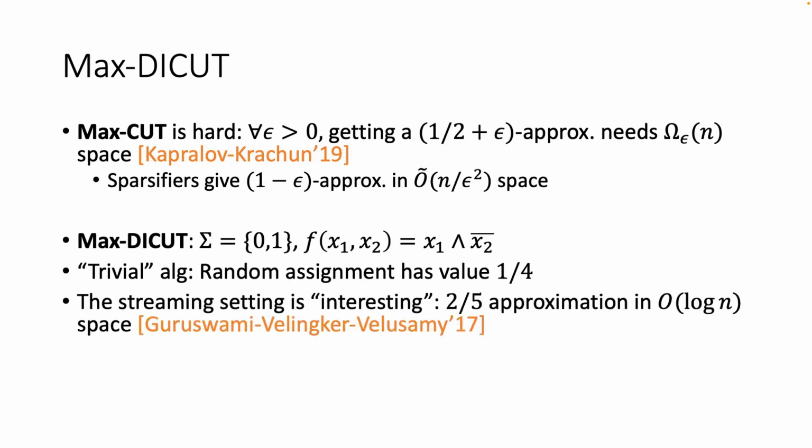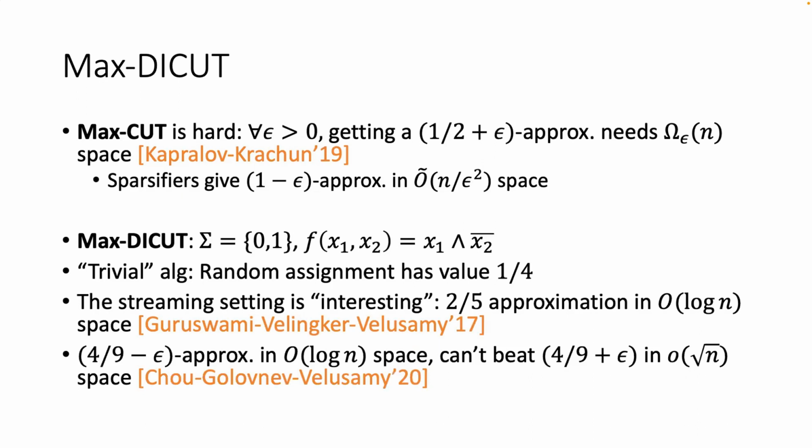And what's interesting and exciting about this is that you can actually do better than 1/4. So this means that the model is not completely meaningless, in the sense that it doesn't rule out non-trivial approximations to every CSP. And actually, my co-author Santoshini Velusamy was, I think, an undergrad visiting CMU 6 years ago when they wrote this paper that showed that you can get a 2/5 approximation in very small space for max dicut.